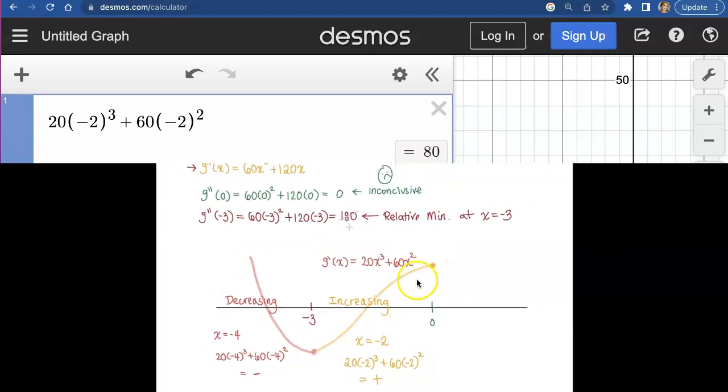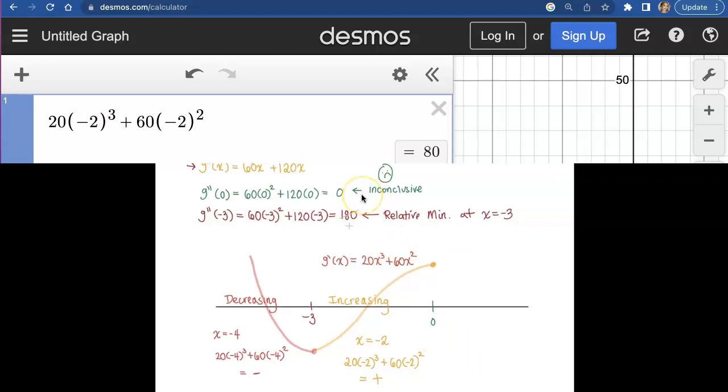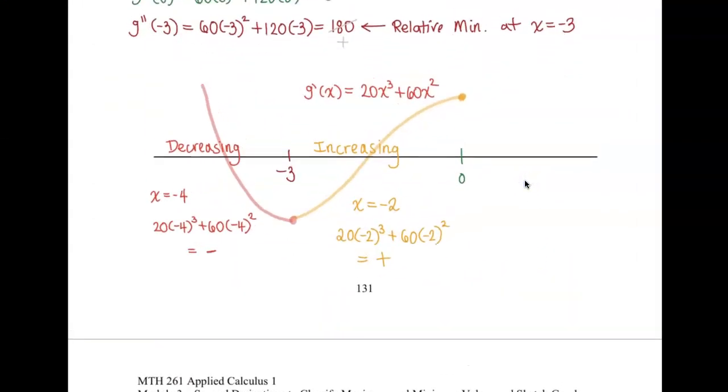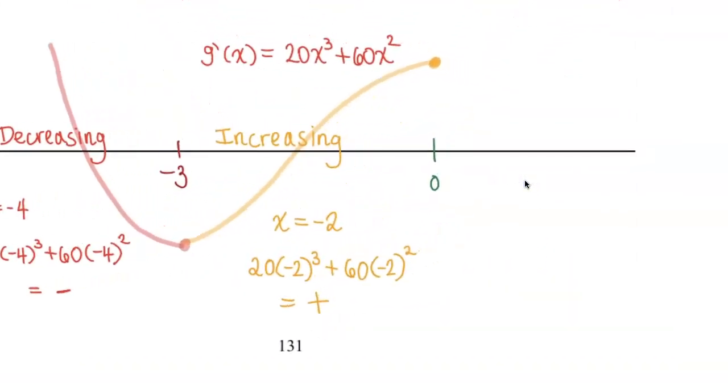But this wasn't helpful to us when it hit x equals 0. The second derivative test was inconclusive for the critical value of 0. So what's going to happen? Is it not going to go down from that point on? So we will plug in a number that is bigger than 0 to see if it is increasing or decreasing. So let's pick a number. I will pick x equals +1.